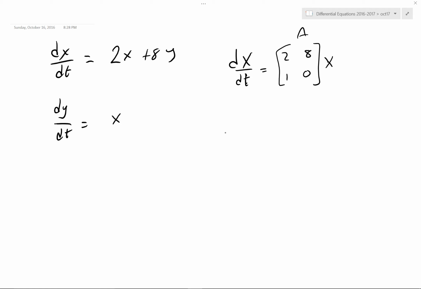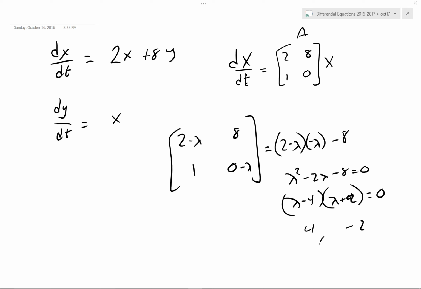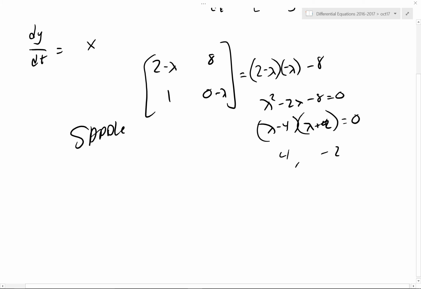Okay. So that's 2 minus lambda, 8, 1, 0 minus lambda, which of course, if you do your characteristic polynomial, gives you lambda squared minus 2 lambda minus 8 equals 0. That's lambda minus 4, that's lambda plus 2. That's negative 2 and positive 4. This means we're going to have a saddle point here, because as one gets bigger, the other is getting larger.